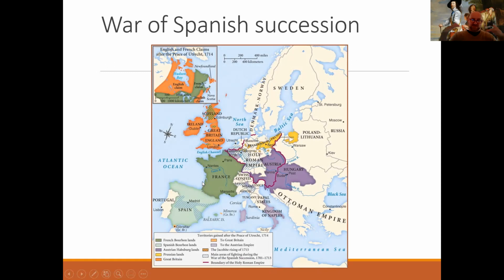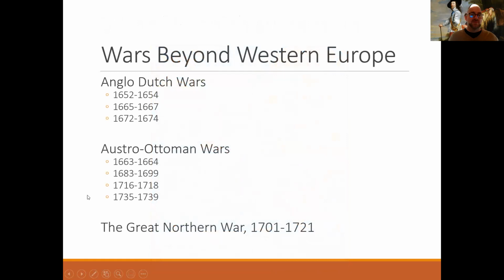And so you'll have this change of territory, which again stymies France to a certain degree, but it's still the major power in Europe at the end of this. Again, it's one of the reasons why Louis is so popular. But even beyond Western Europe itself, you have wars being fought throughout this period.